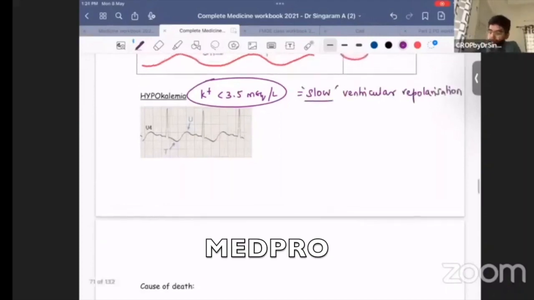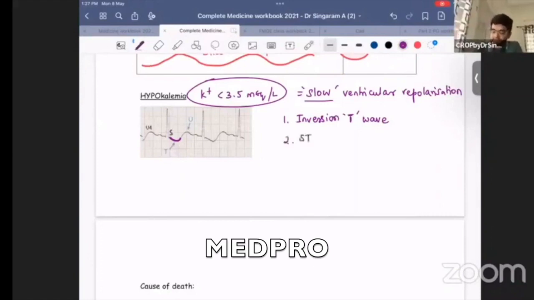Can you see the number one? Repolarization is reflected in which way? T wave. Because of slow repolarization, the T wave is actually like this. What is that? Inversion of the T wave will occur. Number one is inversion of the T wave. Correct? Number two, you can see the segment. What is that? ST segment. That is also showing a depression.